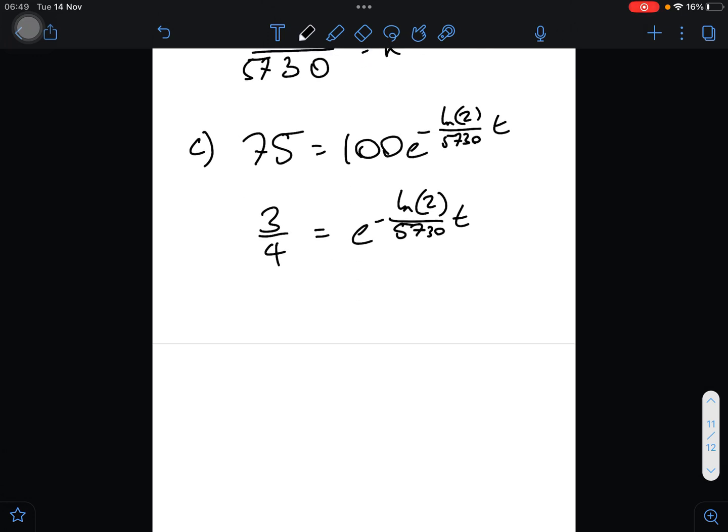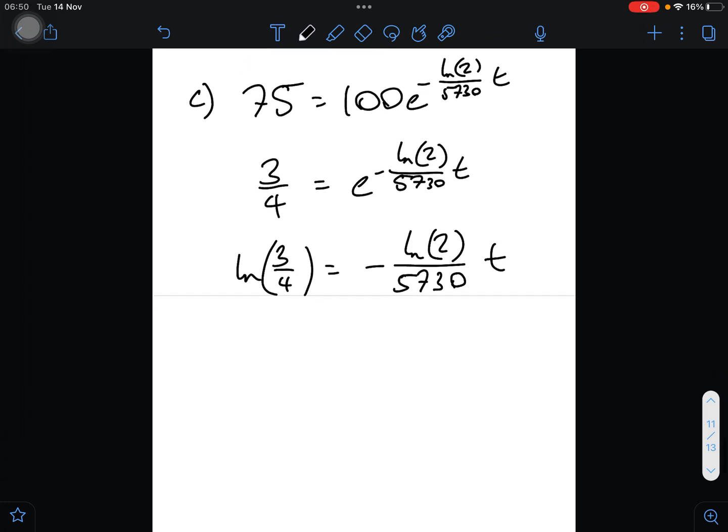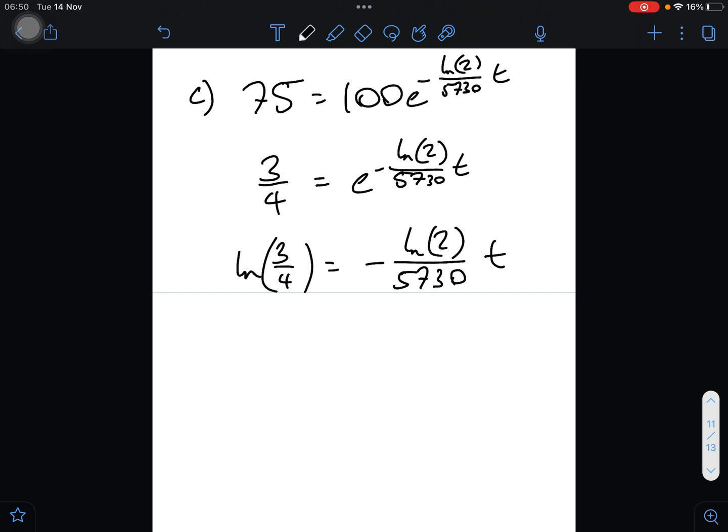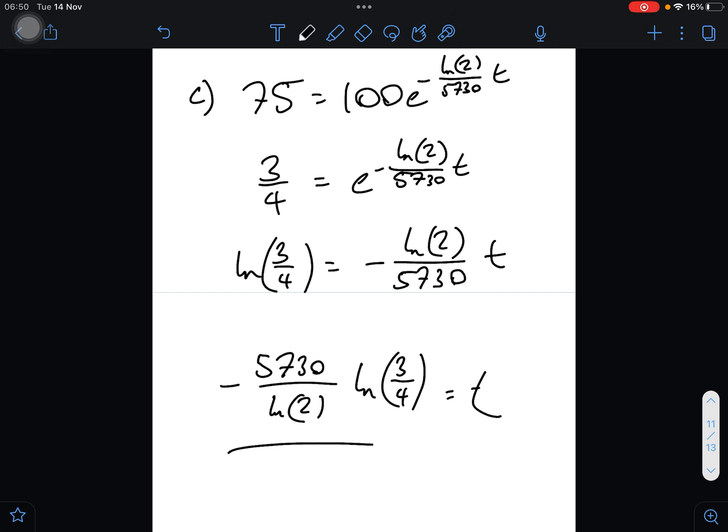But anyways, if we take logs of both sides, we'll separate out our t. We'll get ln of 3 over 4 equals minus ln 2 over 5730t. It's very much like our last step there. And so therefore t is going to be a great big mess, but I'll let your calculator sort that out for you. Minus 5730 over ln 2 times ln of 3 over 4. Okay, I'm out of time, but just plug that into your calculators and you will get the answer, and make sure it's correct to 3 significant figures. Remember to double underline your answers.